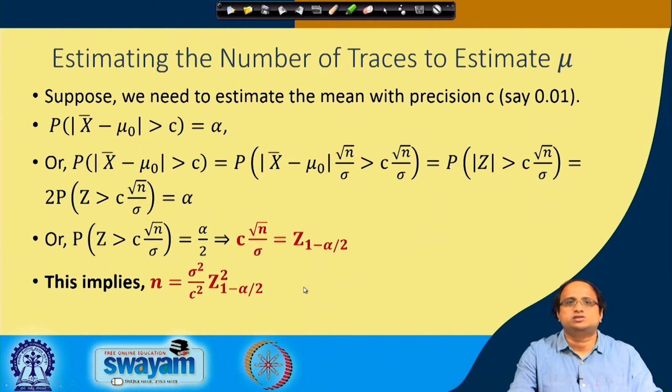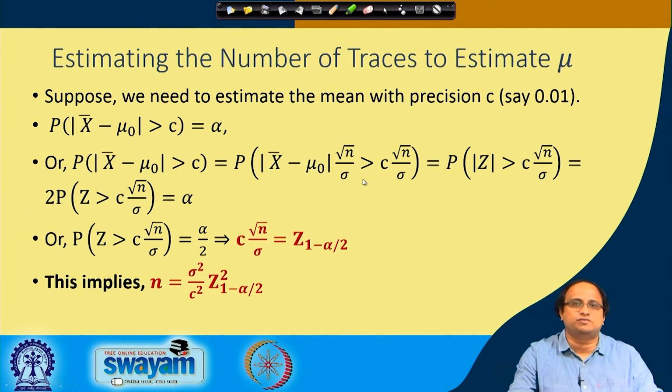Now we are all set to estimate the number of traces needed to estimate mu. Suppose we need to estimate the mean with a precision, say 0.01. So, P of mod x bar minus mu naught greater than c is equal to alpha, this is your error probability. Alternatively, you can write that by multiplying both sides by root n by sigma. Note that sigma is positive.